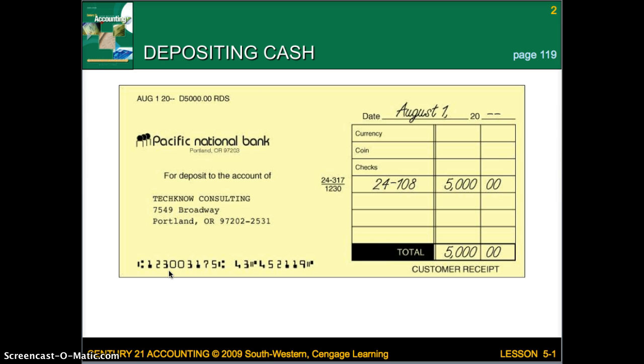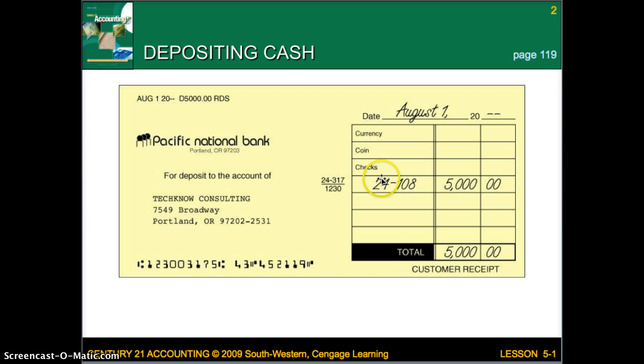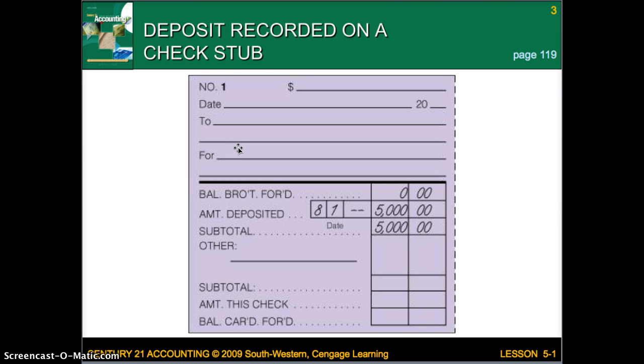So we need to look at these deposit slips so when we are depositing something, we know where the money is going to. So when we're depositing cash, we have the amount of cash here, and this is our customer receipt for depositing. It's going from this company to this bank. Deposit recorded on a check stub.